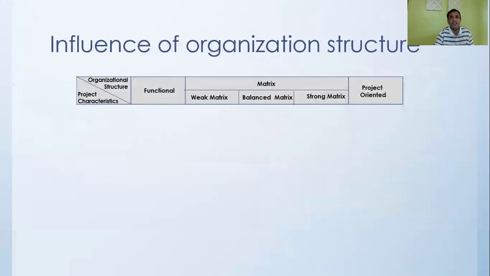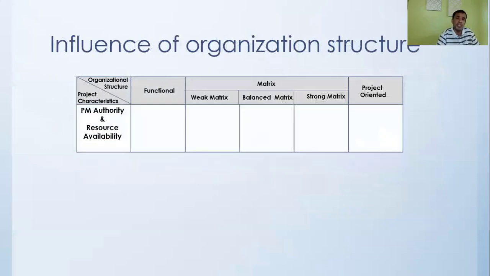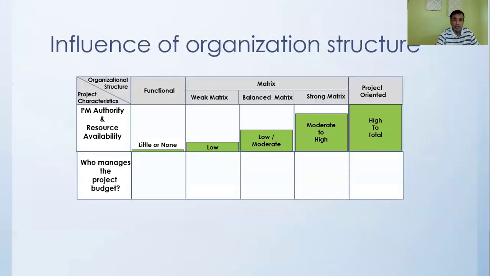Now let's look at different influences in terms of project manager authority and resource availability. If you look at the main structures, in functional there's little to none. In matrix, as we go from weak to strong, we find the authority keeps on increasing, and finally for project oriented, it is high to total authority for the project manager.